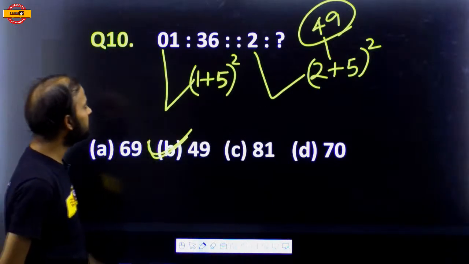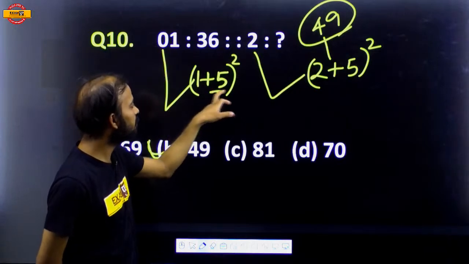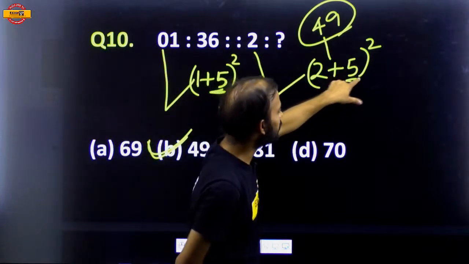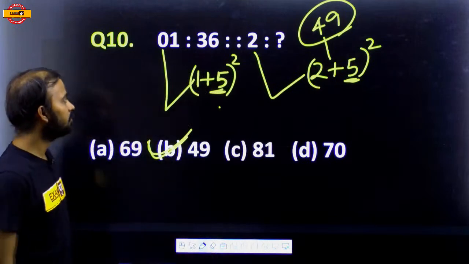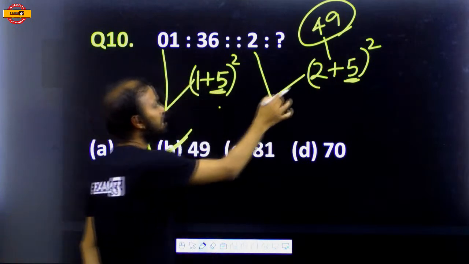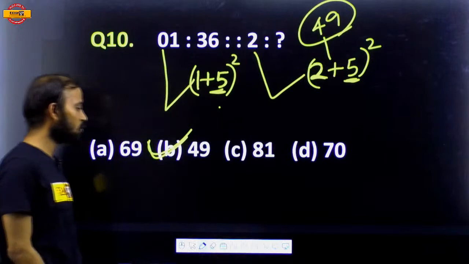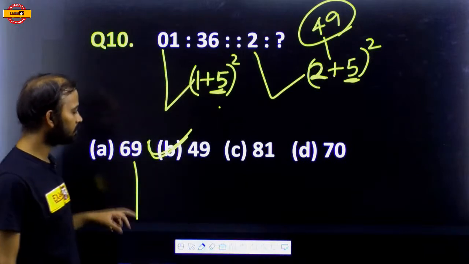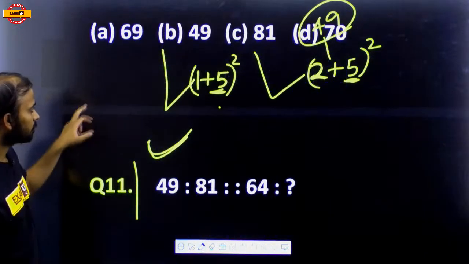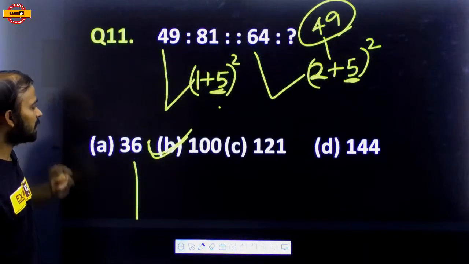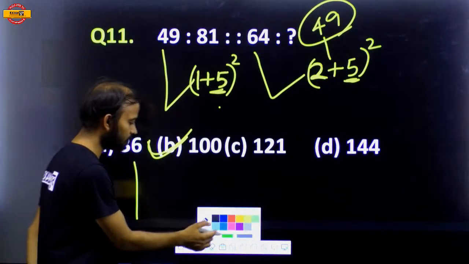2 plus 5, 1 plus 5, 1 plus 5 and 2 plus 5. Here you added 5 to 1, and here also you added 5 to 2. So 49 will be the answer. Next one. Please find out what will be the answer.